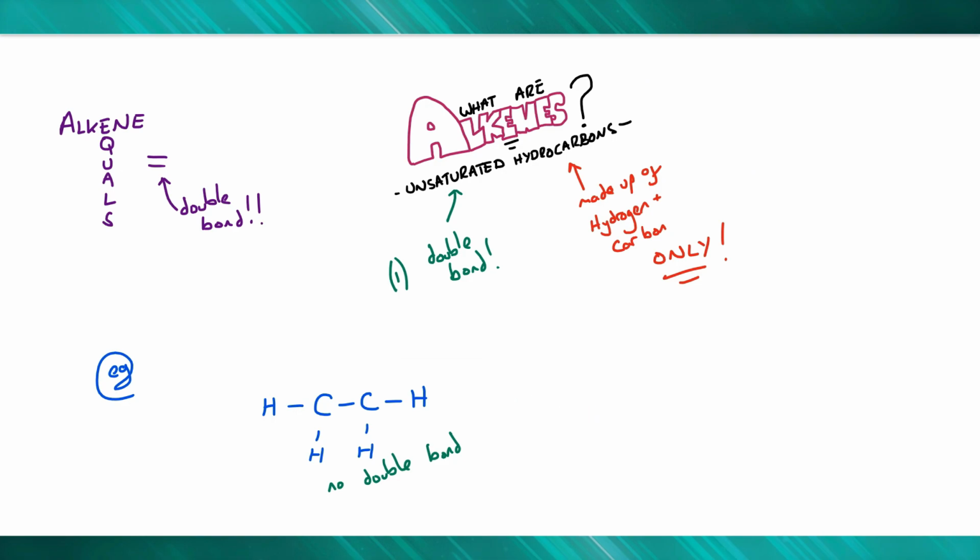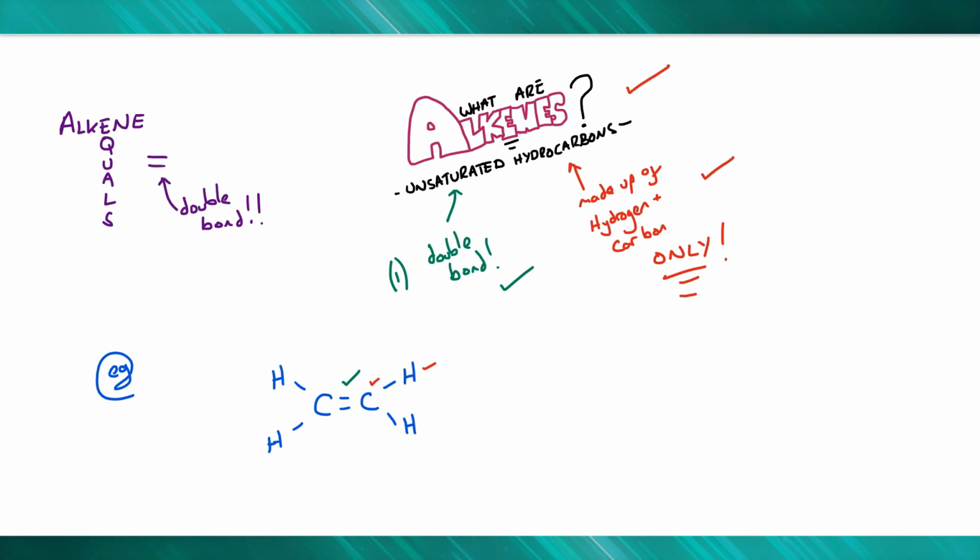If we have a look at the second example, I've got 2 carbon atoms joined to 4 hydrogens, and I've got a double bond in the middle. We can see it's got a double bond, and again we can see it's hydrogen and carbon only, therefore it is an alkene.